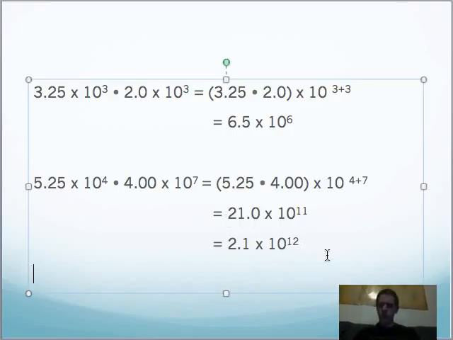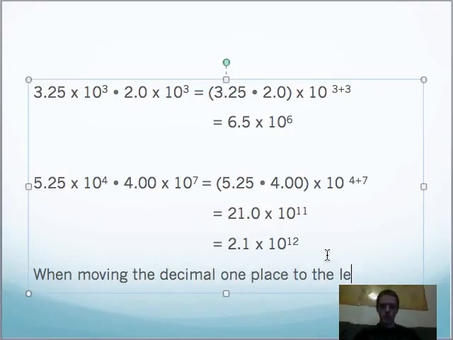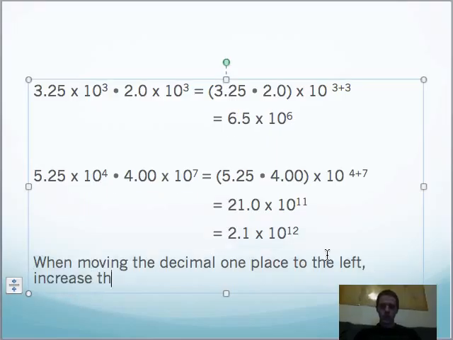You should be pretty familiar with that rule, but let me just write it again. When moving the decimal one place to the left, increase the exponent by 1. It's a beautiful thing about scientific notation. Once you get the hang of it and understand it, it's pretty easy, pretty straightforward. You're moving the decimal point one place. If you're moving it to the left, that means you're going to increase the exponent of your power.